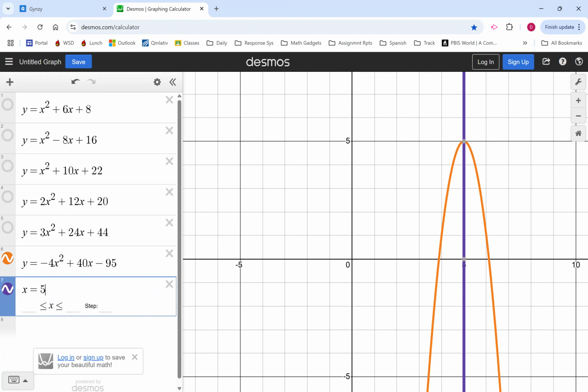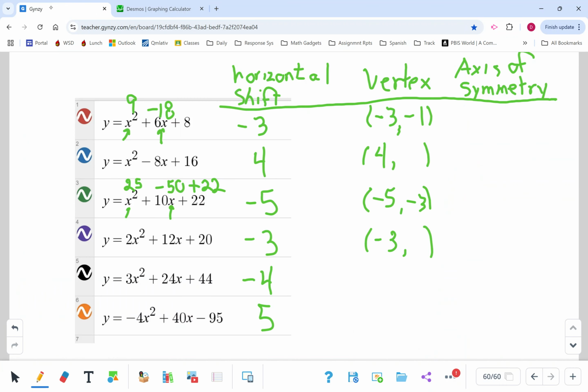So on each of these here, if I want the axis of symmetry, I'll just type in x equals negative 3, because that's the horizontal shift. For this one, it would be x equals 4. And for this one, it would be x equals negative 5. So it just simply matches these numbers here. Okay, that should do it.